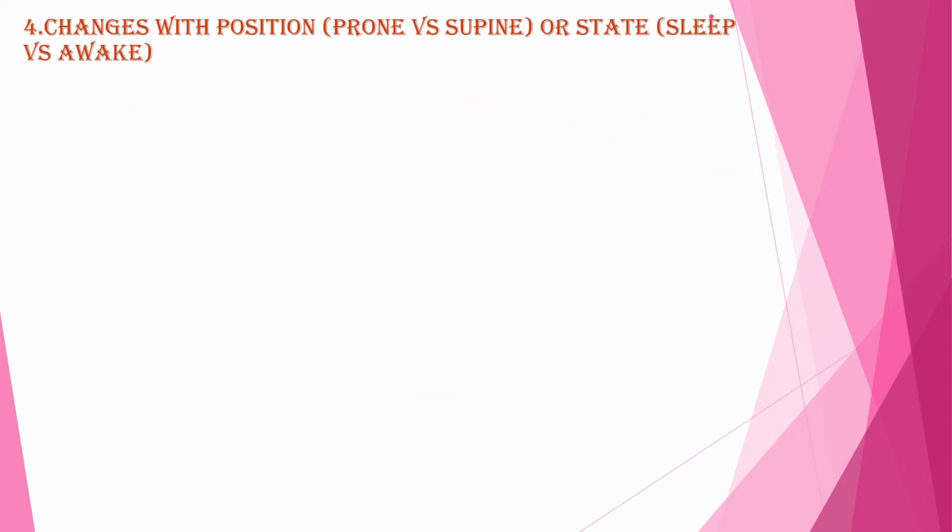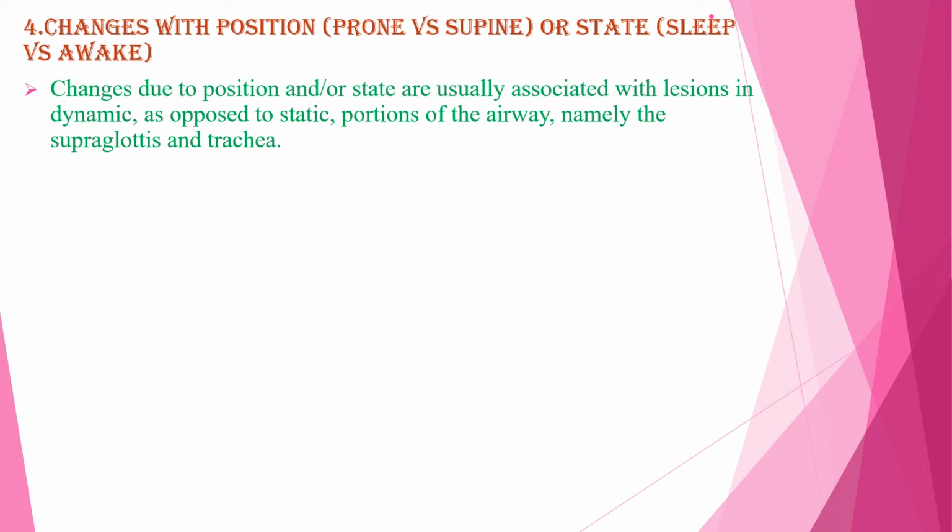The other thing is changes with position, such as prone versus supine, or changes with state, the sleep and awake cycle. Changes due to position and/or state are usually associated with lesions in the dynamic, as opposed to static, portions of the airway. Static means portions of the airway that are static, namely the subglottis and the trachea.